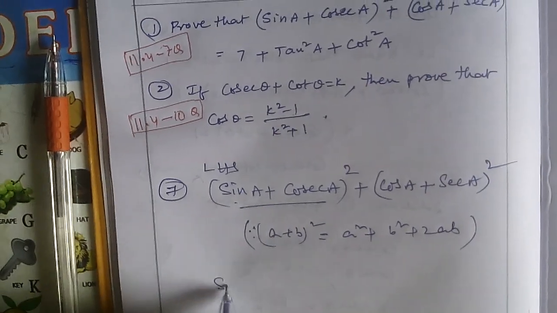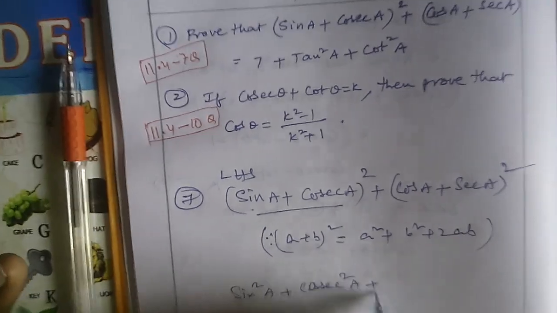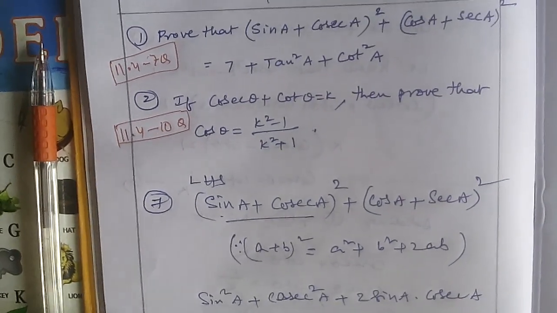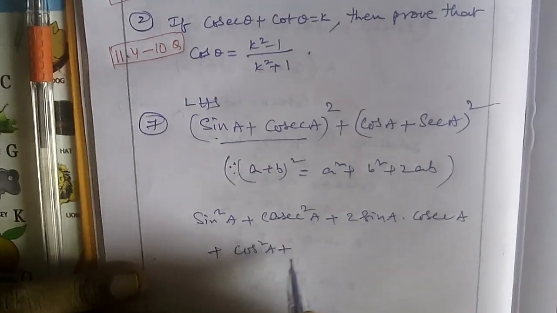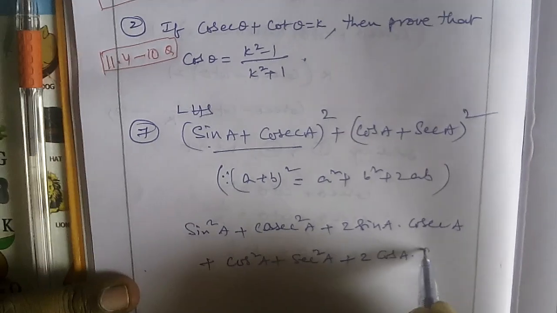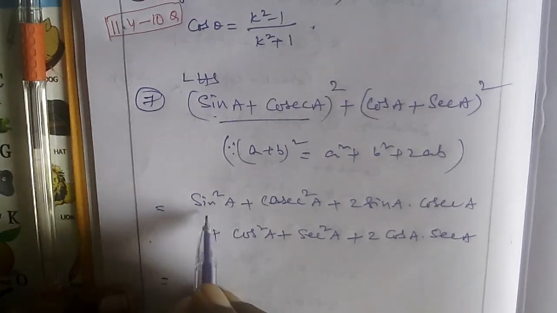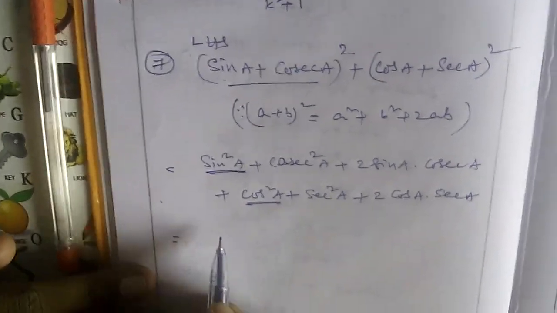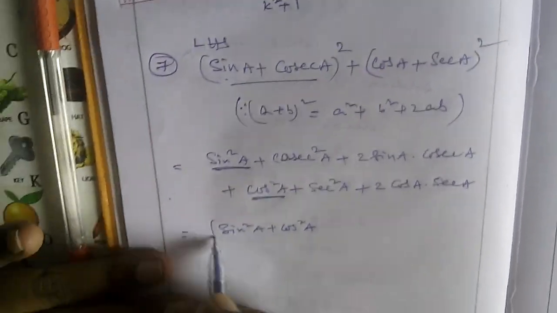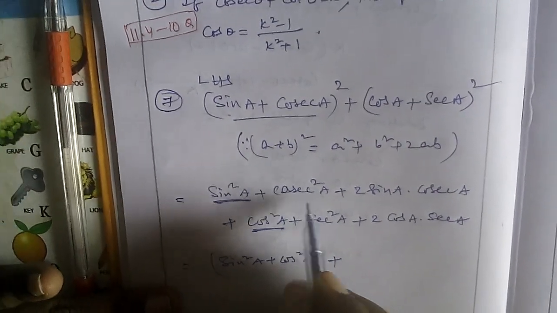So we need to write sin square A plus cosec square A plus 2 sin A into cosec A plus cos square A plus sec square A plus 2 into cos A into sec A. So we have sin square A plus cos square A is equal to 1. So I am writing separately. So next, cosec square A.